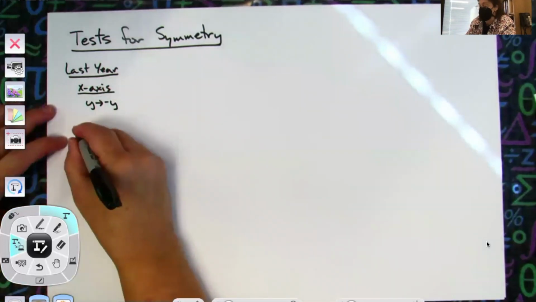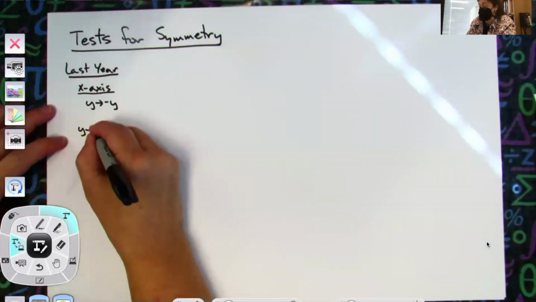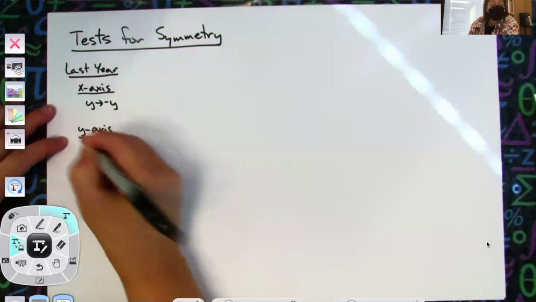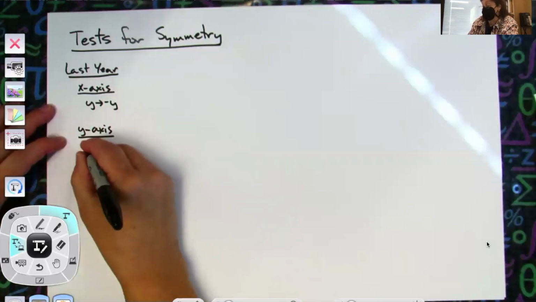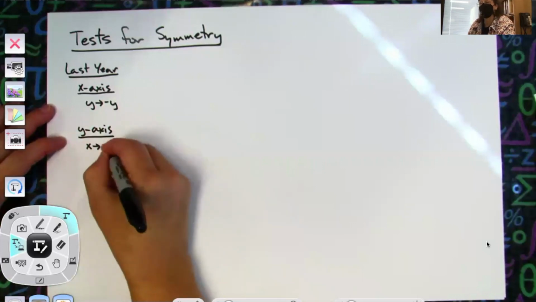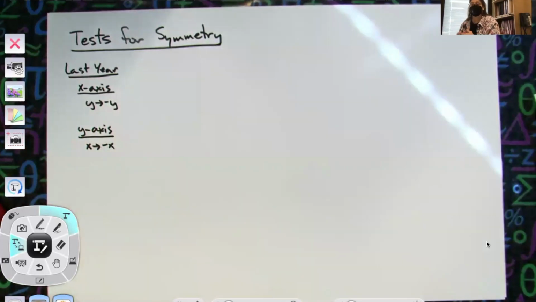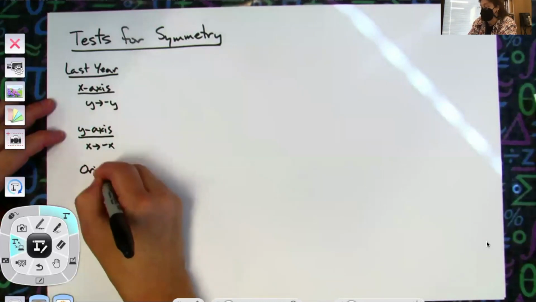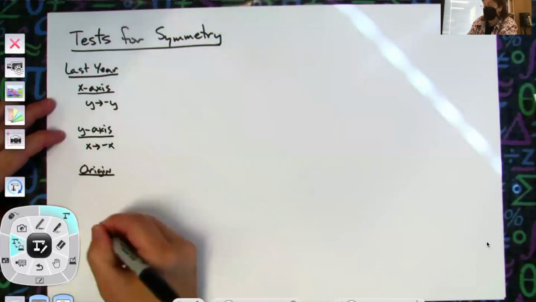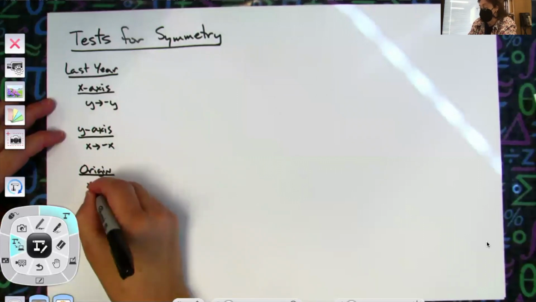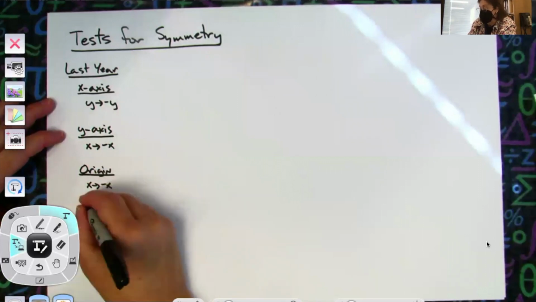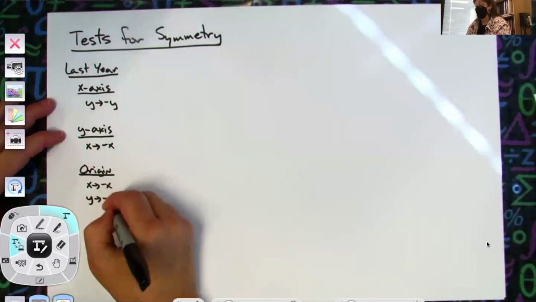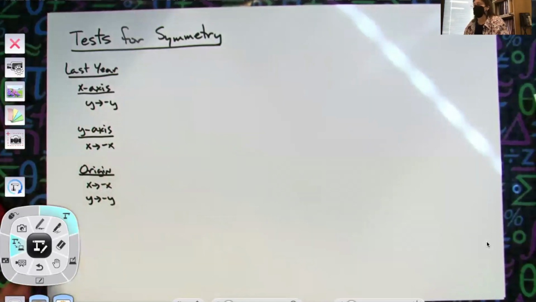All right, when we were testing for y-axis symmetry, we took every x in the problem and replaced it with negative x, and then again we simplified algebraically. And when we were testing for symmetry around the origin, we replaced both: all of our x's with negative x, and all of our y's with negative y. There's absolutely nothing wrong with doing it the exact same way we learned last year, okay?